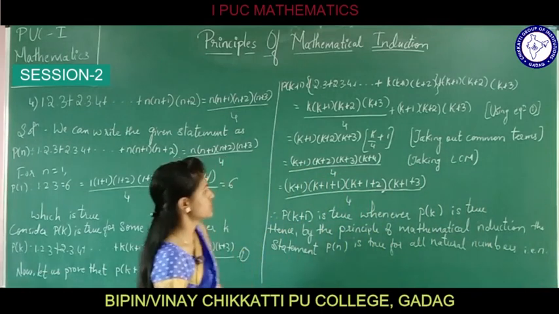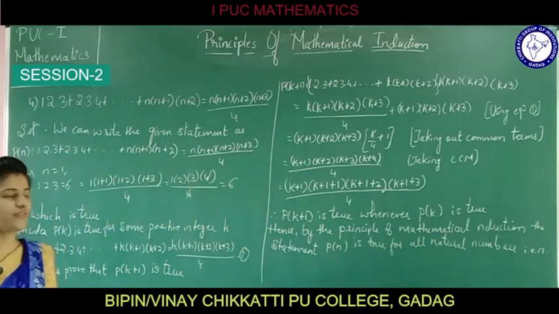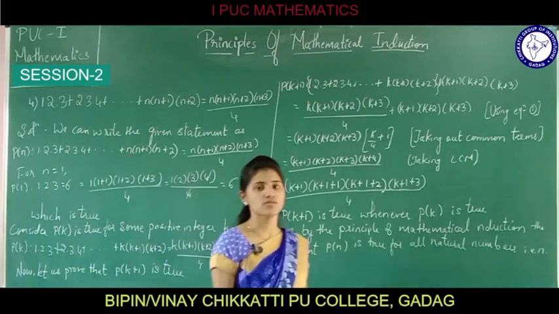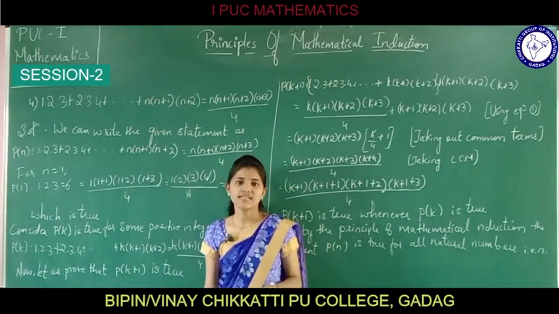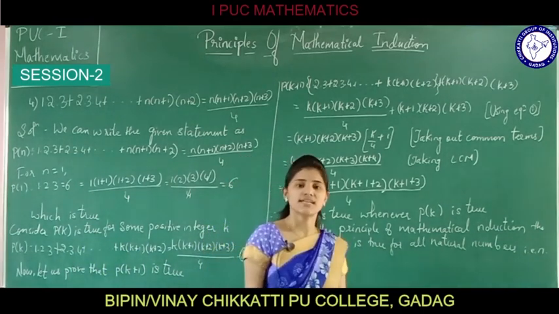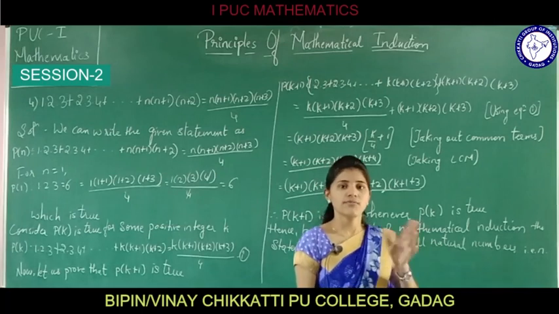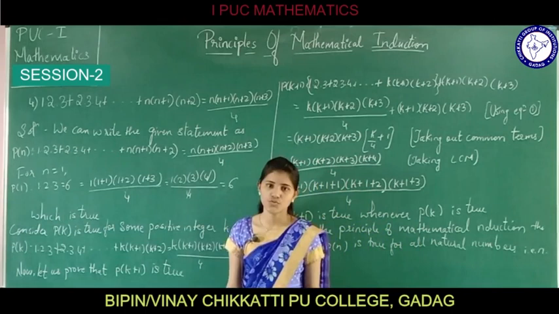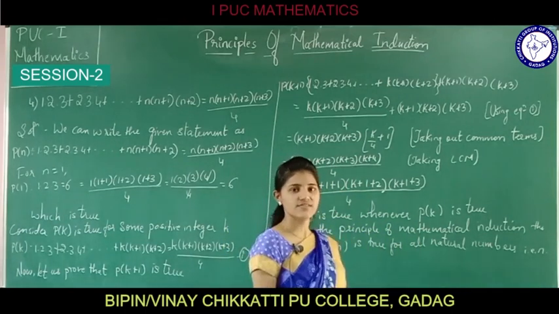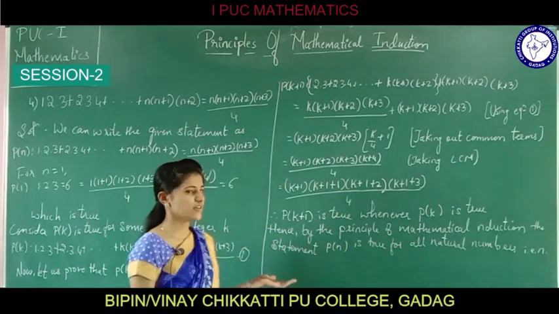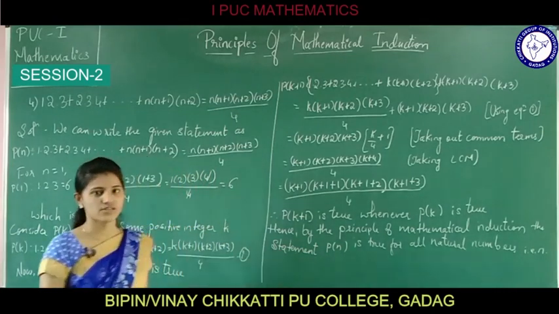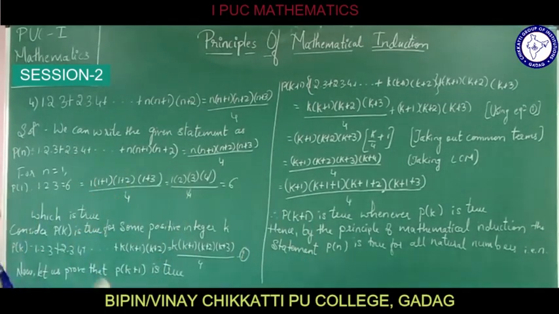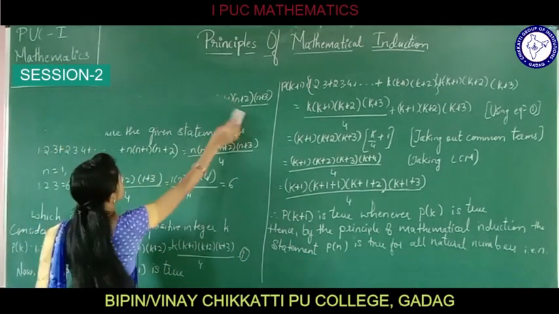We were supposed to prove that it is true for P of k plus 1. I have explained while explaining the principles of mathematical induction that condition 2 is supposed to be the conditional statement. How? If P of k is true, then only P of k plus 1 is going to be true. So our conditional statement is that P of k should be true. Then we proved that P of k plus 1 is also true. I hope you all are following the problems. Now we shall move to the next problem.